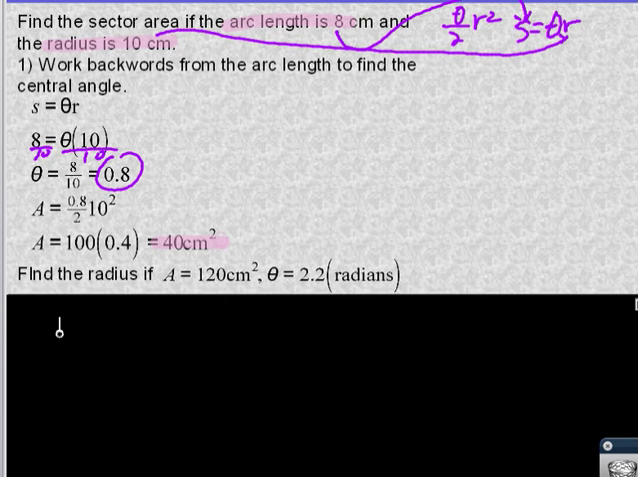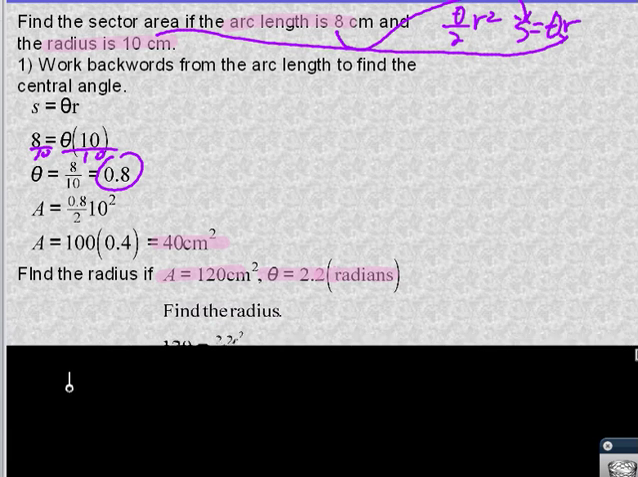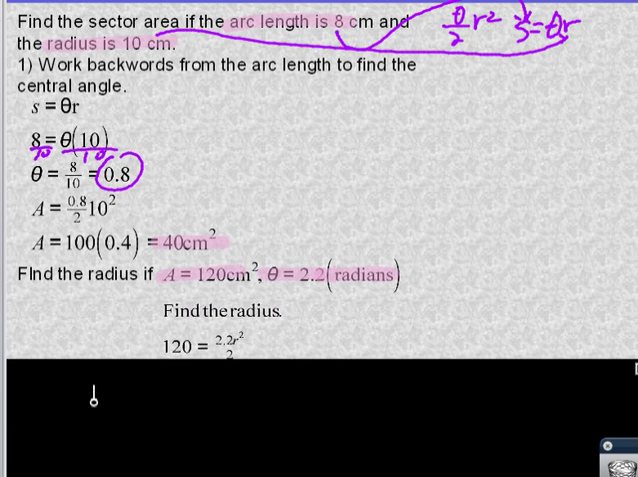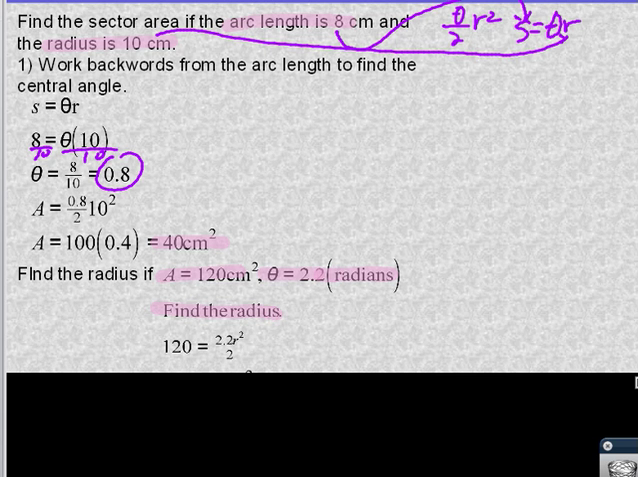Next example, find the radius if the sector area is 120 centimeters squared and your central angle is 2.2. Since there's no degree signs, you have to assume it's radians. All right, so this is a little funny. I'm not sure why this is here. That's what we want to do, is find the radius. So set up our formula. Our formula is area is equal to theta over 2 r squared.